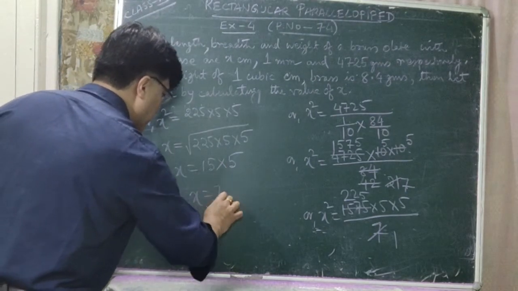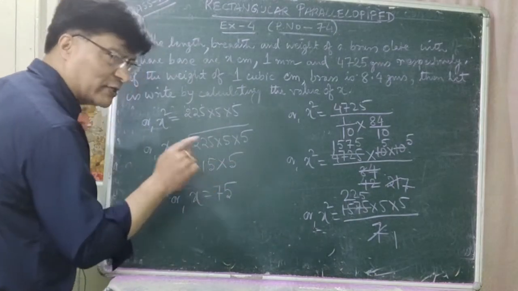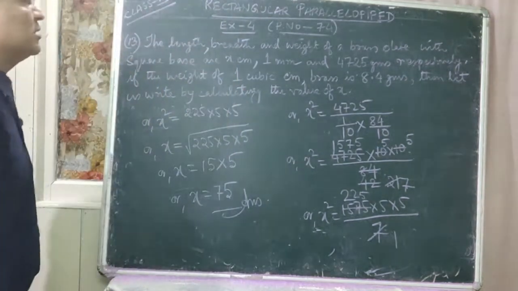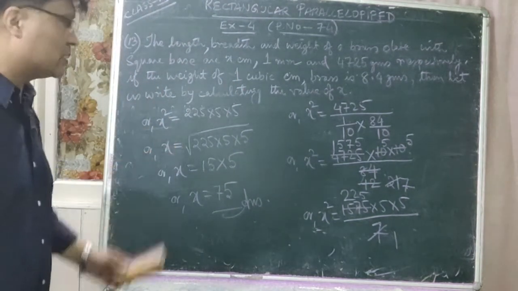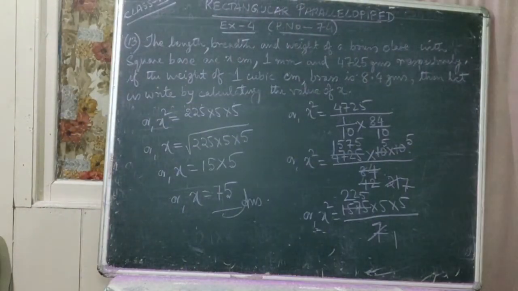That means x is equal to 15 into 5, that is your 75. 5 5s are 25, 5 2s are 10, 1 carry 5, plus 2 is 7. So what is the value for x out here? x is equal to 75. So this is the final answer, so you can copy it.